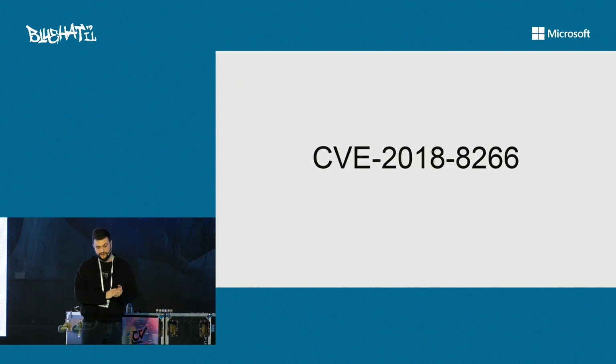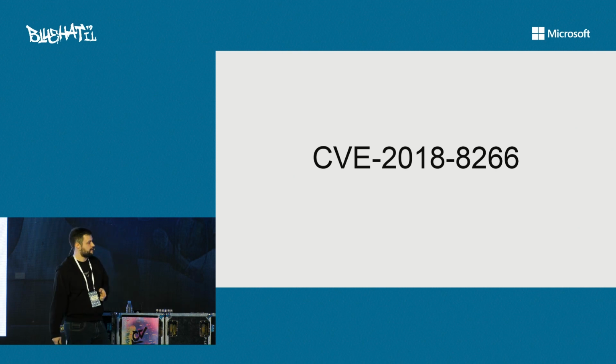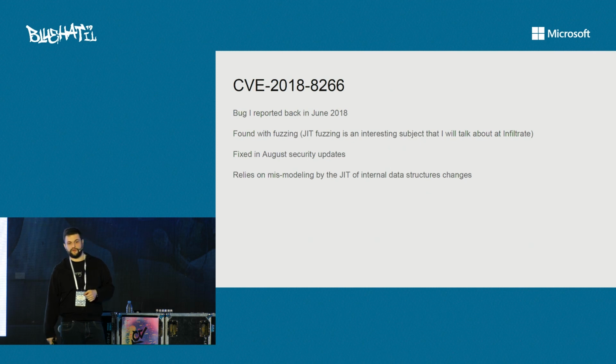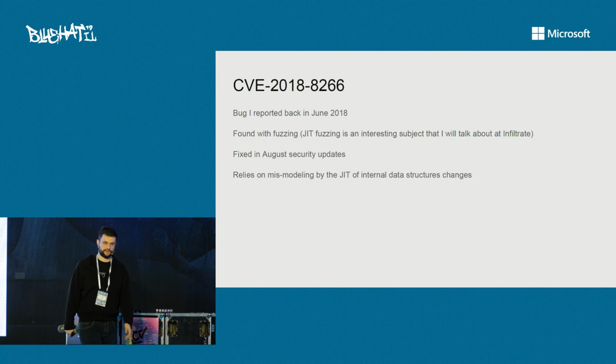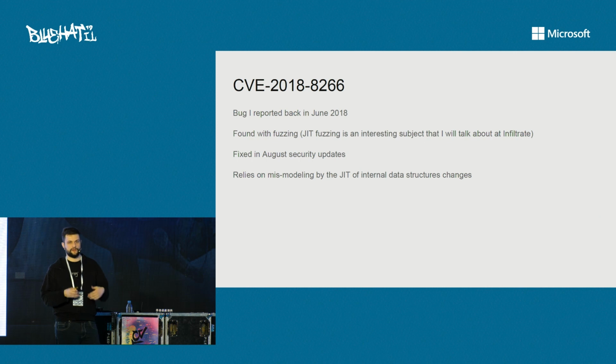So finally we get to a bug that I will walk through with you. It's a bug I reported to MSRC last year. It's a JIT bug, of course. I found it with fuzzing, which I'm not going to discuss at all because it's too complicated. I will talk about that at Infiltrate if you want to check it out. It was fixed last August, and it relies on what I talked about, the JIT not accounting for certain internal things that can change with JavaScript operations.